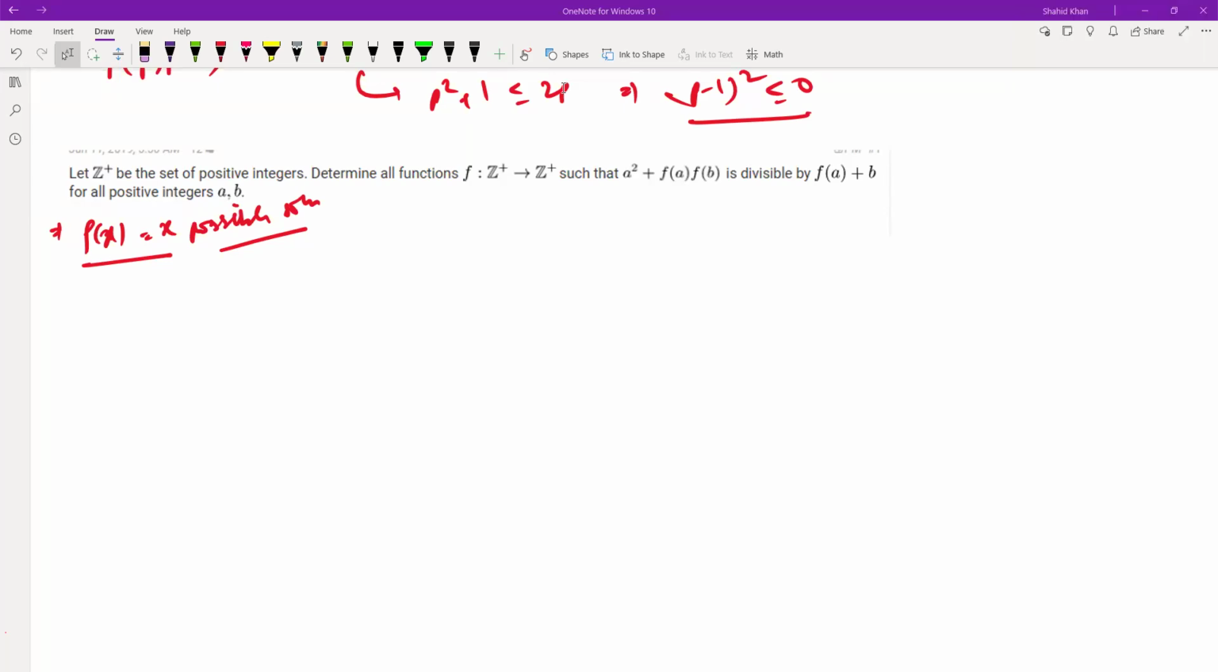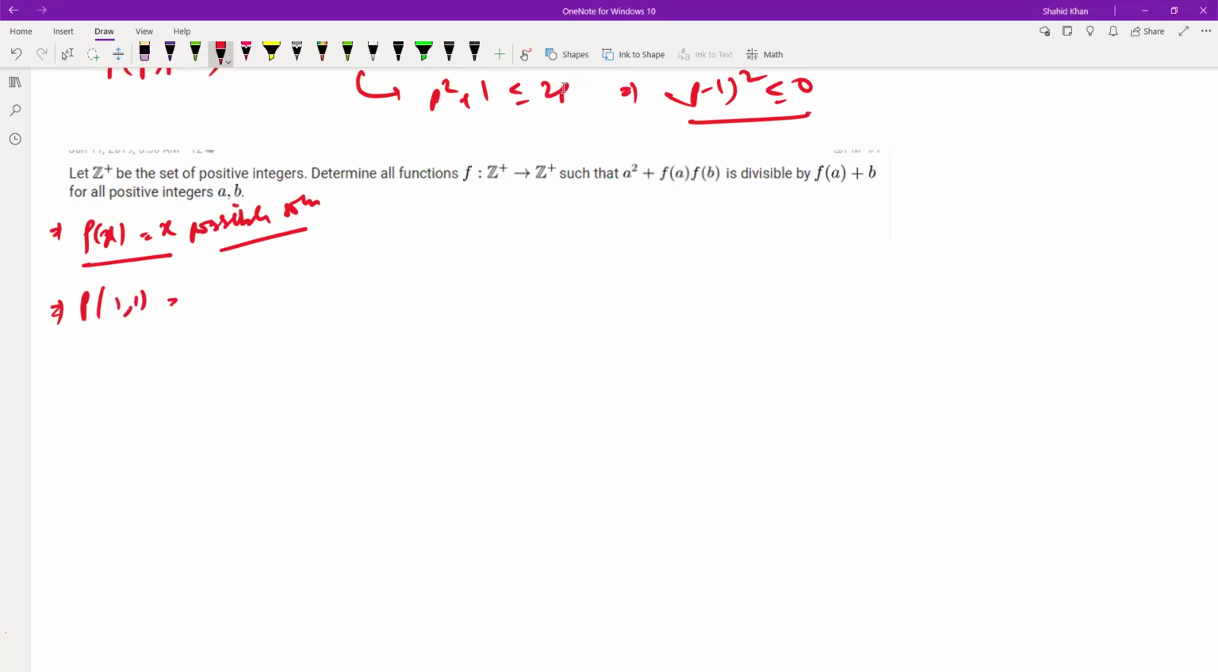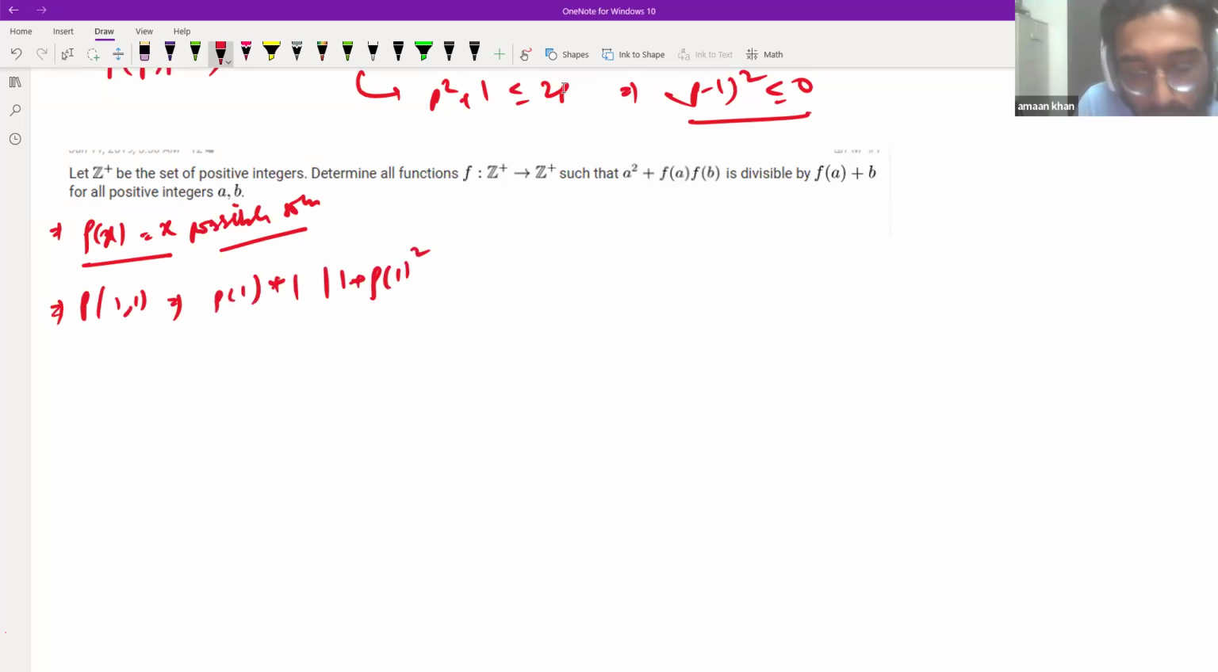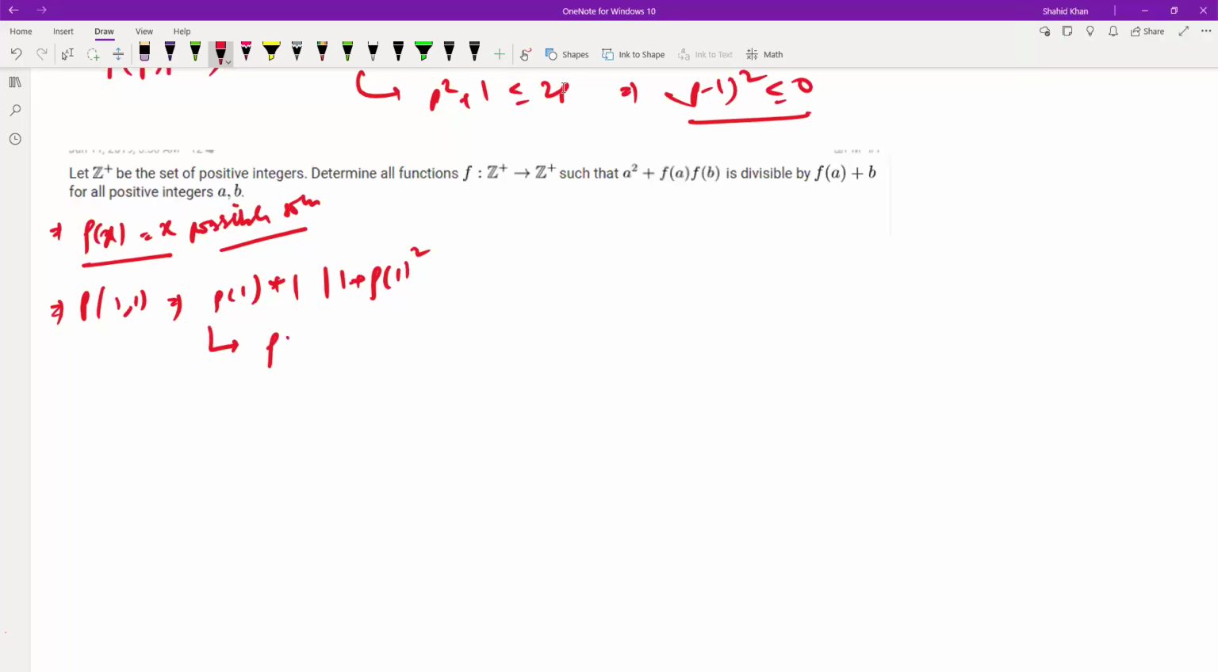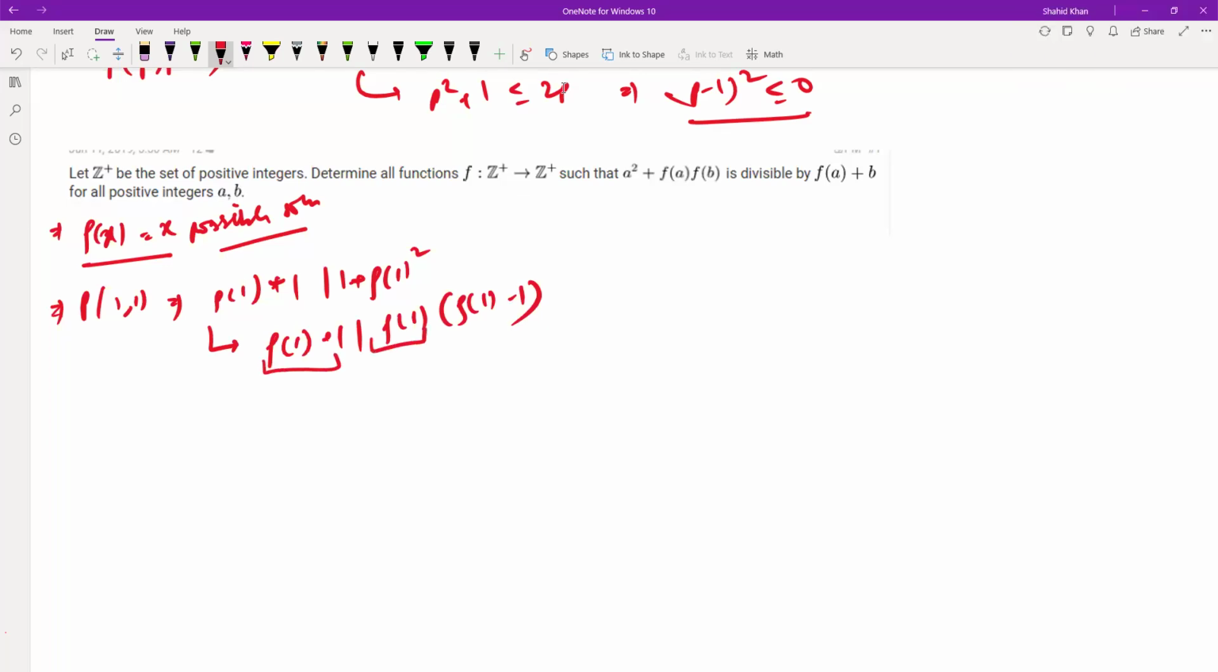I got f of 1 equals 1. Okay, how? I put a equals b equals 1. So I got f of 1 plus 1 divides 1 plus f of 1 whole square. From that, I subtracted f of 1 plus 1. So after factorizing, I got f of 1 times f of 1 minus 1. f of 1 plus 1 and f of 1 are coprime since they are integers. So f of 1 plus 1 divides f of 1 minus 1. And through bounding, I got that the right hand side must be 0. So f of 1 is 1.